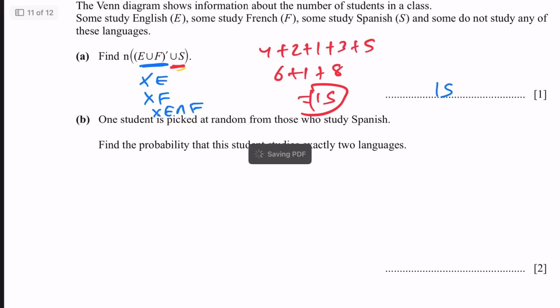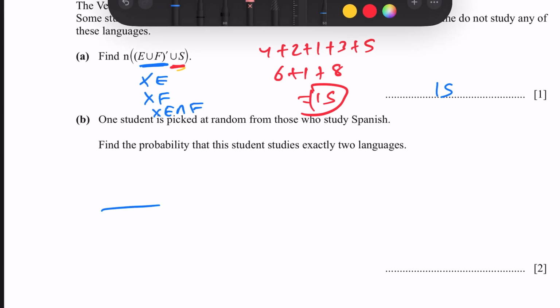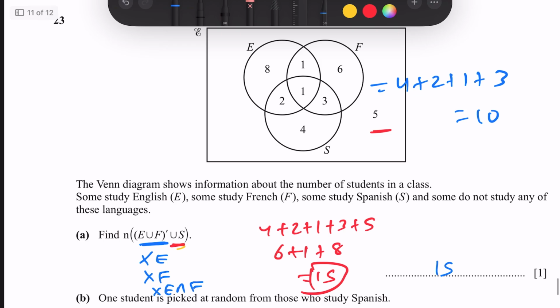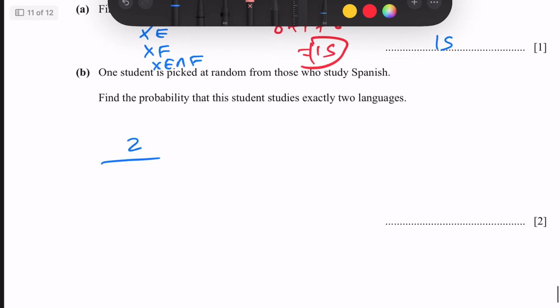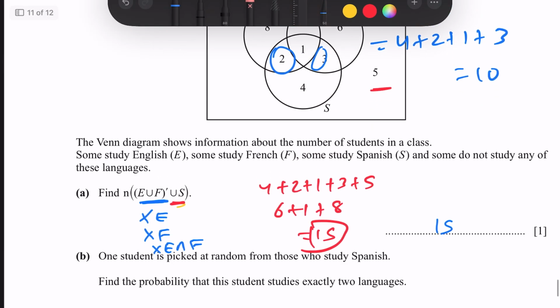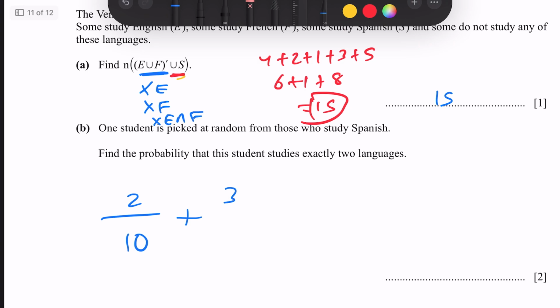So, the student could study either, well, let me erase this. If the student studies both Spanish and English, there are 2 students that study both. That's equal to 2 by 10. Or they could study Spanish and French, which is equal to 3 by 10. This is equal to 5 by 10, which is equal to 1 over 2.